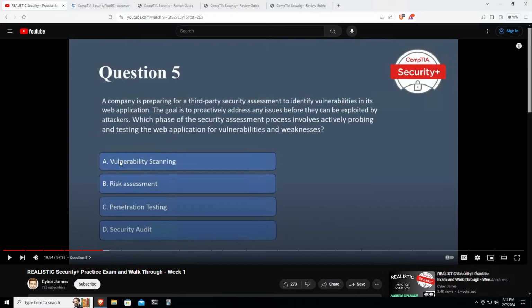A company is preparing for a third party security assessment to identify vulnerabilities. Okay, so they're doing a security assessment, and it's a web application. Okay, so web application security assessment. The goal is to proactively address any issues before they can be exploited by attackers. Which phase of the security assessment process involves actively probing and testing the web application for vulnerabilities and weaknesses?